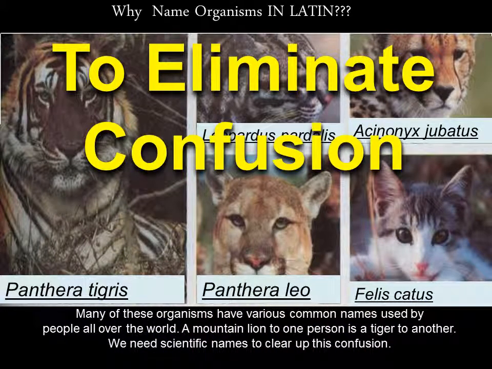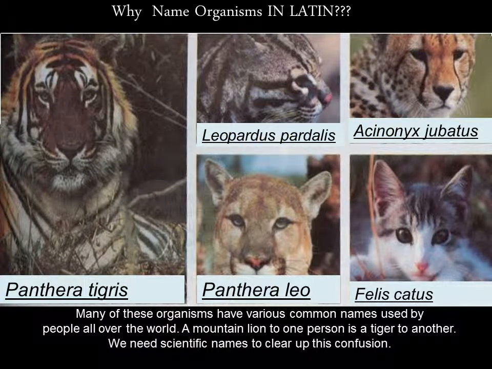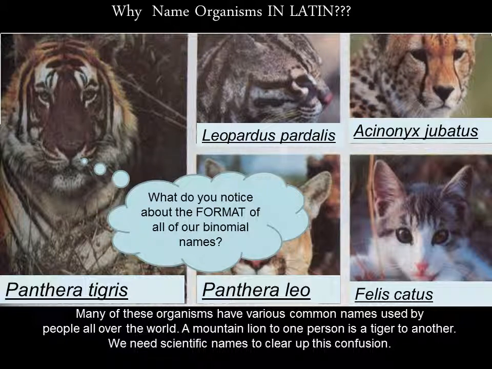This eliminates confusion. So scientists all over the world who are studying tigers will study it under this Latin name. If you have a look at the format of binomial names, you'll notice a number of things, and these are very important. You can lose lots of marks all the way up to A level for getting this formatting wrong.